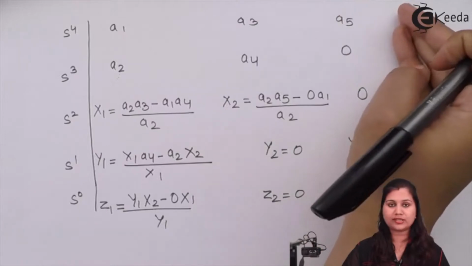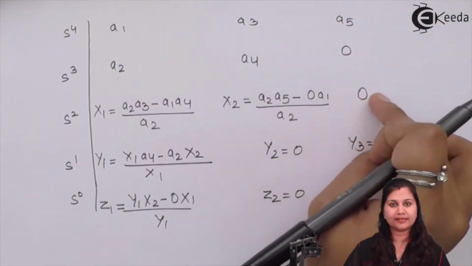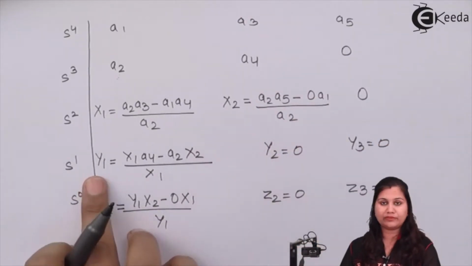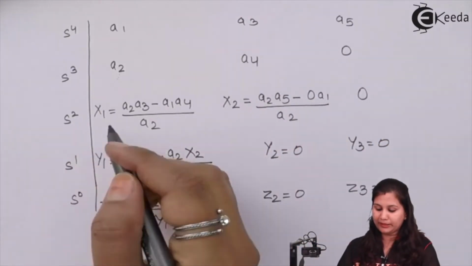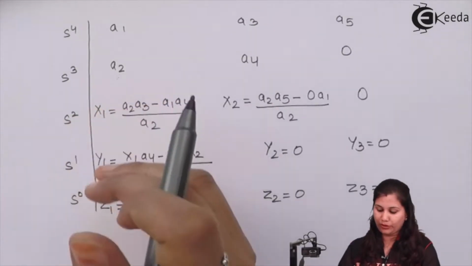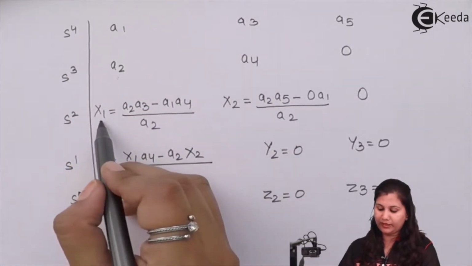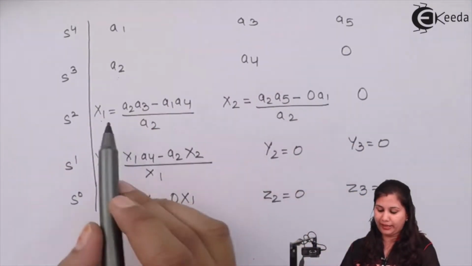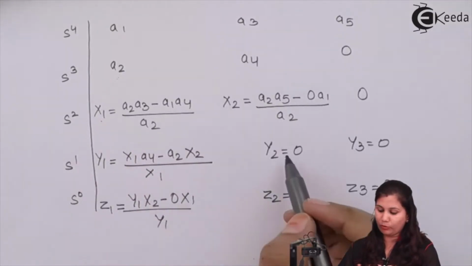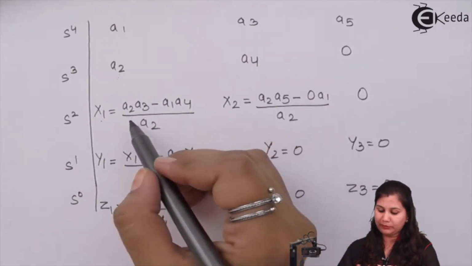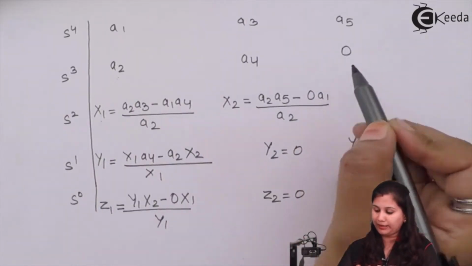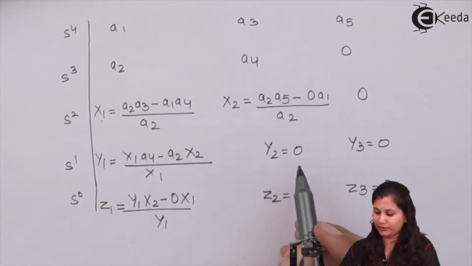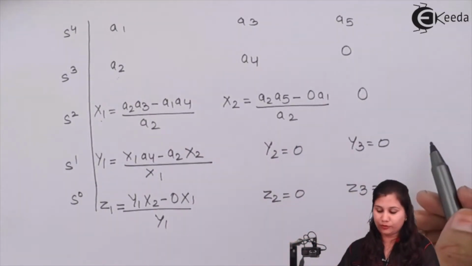Now further coefficients are not present, so we will write here 0. This coefficient is missing, so we are writing 0 here. Now y1. Y1 will be determined by multiplying the coefficient just above it, x1, with a4 minus a2 with x2 divided by x1. Then y2 will be, if we multiply x1 with 0 minus 0 with a2, the answer will be 0. So here 0 is written. Then y3 will be 0.